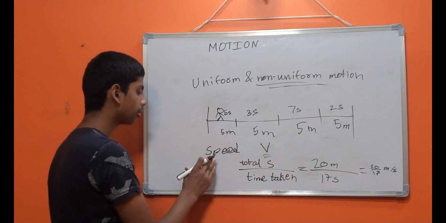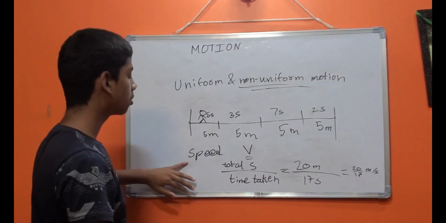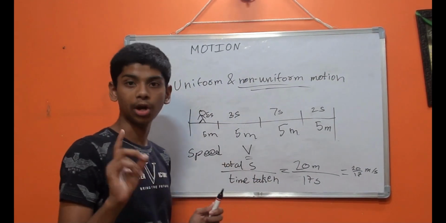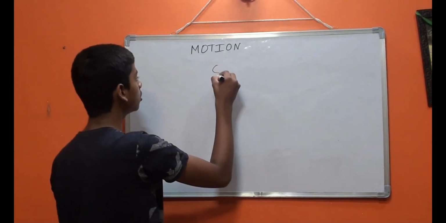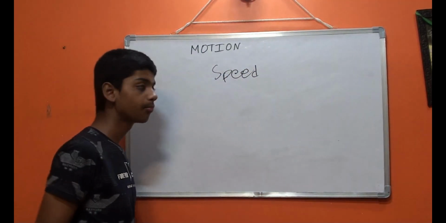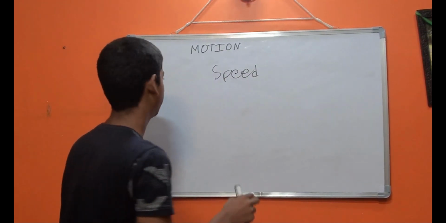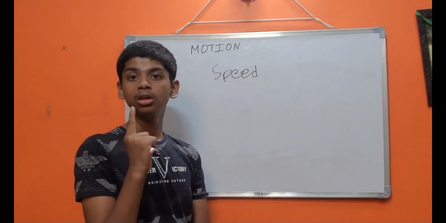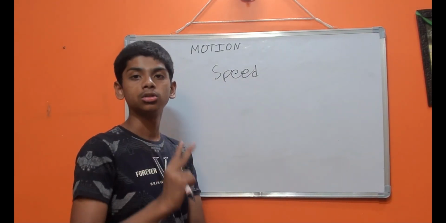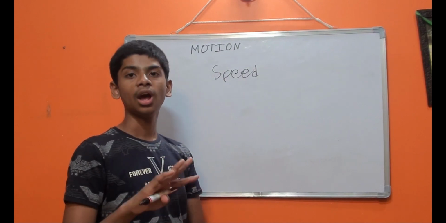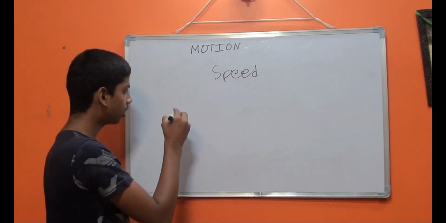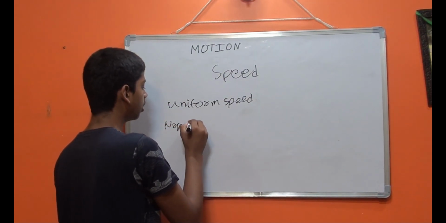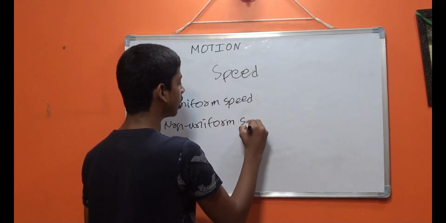Now let's see about the different types of speed. We are going to learn about 4 types of speed. Speed is a scalar quantity. The 4 types are uniform speed, non-uniform speed, instantaneous speed and average speed. Uniform speed is just like uniform motion. Non-uniform speed is just like non-uniform motion.